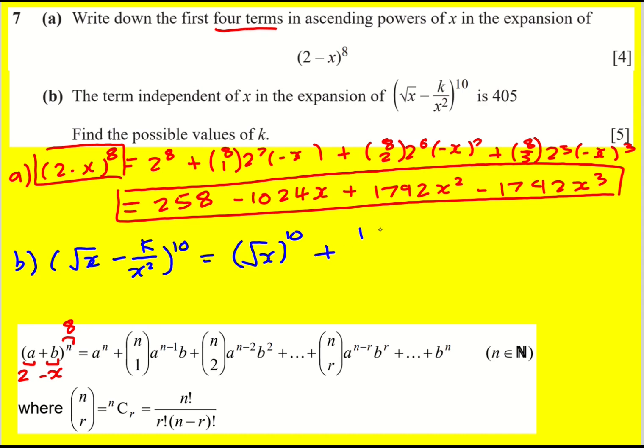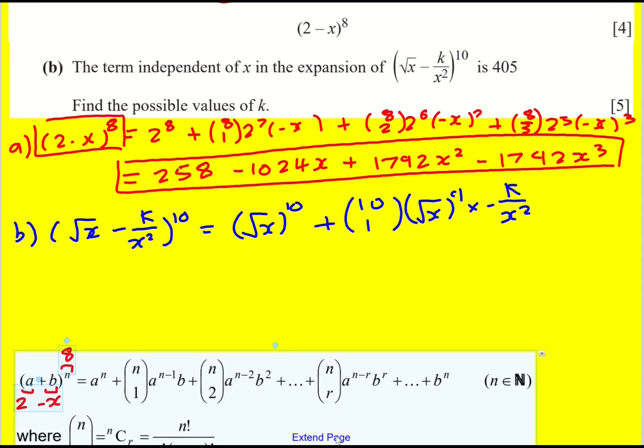The next one would then be 10 choose 1, root x to the 9. And then I'd be timesing by minus k over x squared. I'd get x to the 4.5 divided by x squared. I'd actually get x to the 2.5, but you can see that it's going down. I'm just trying to explain that at some point they're going to cancel each other out perfectly.